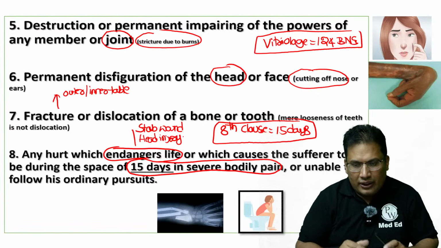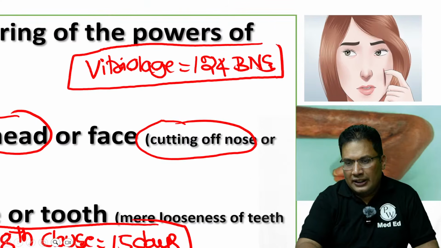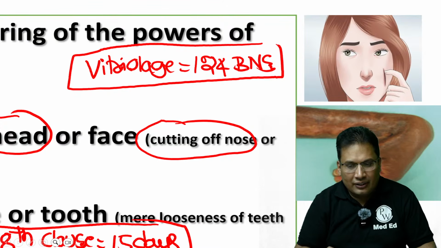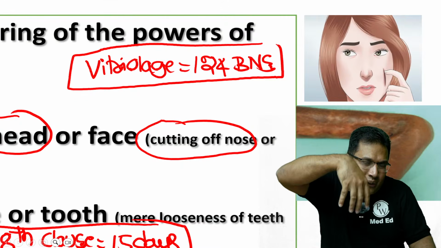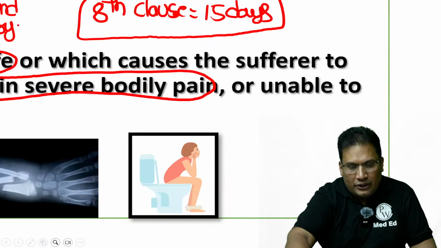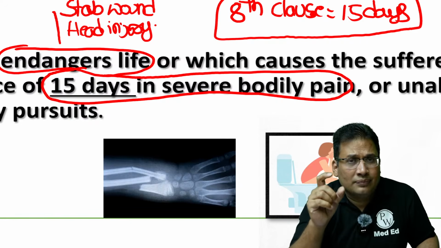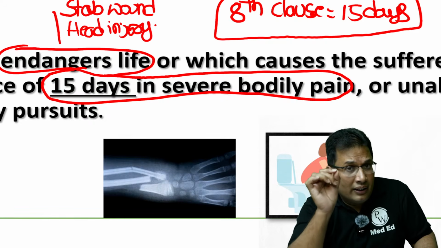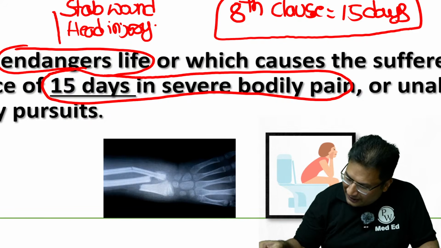Now, try to understand this image. In this image, you can see a cut, incised wound over the face, which can be grievous hurt. In one more picture, there is a burn contracture. The burn contracture can be grievous hurt. And in one more picture, there is a fracture of both the radius and ulna. The fracture comes under the 7th clause. And inability to do ordinary pursuit, that is the 8th clause. I hope this is clear.